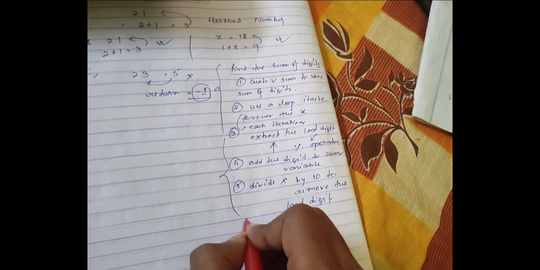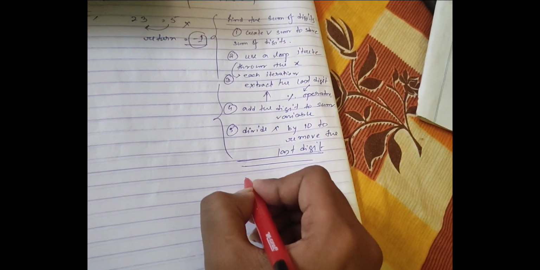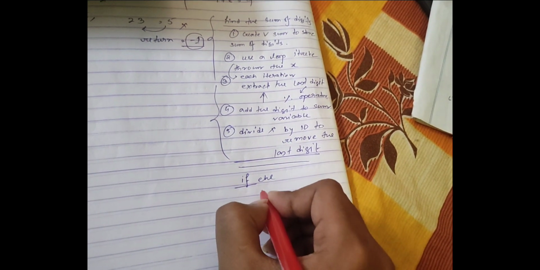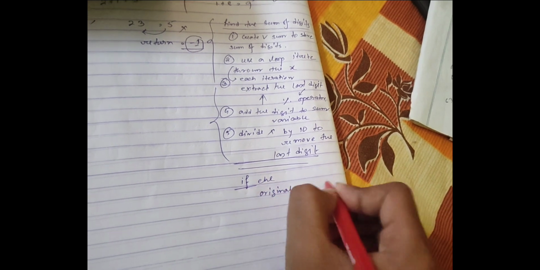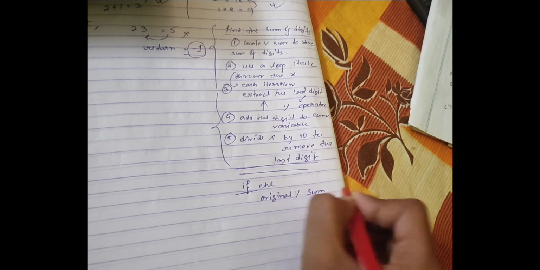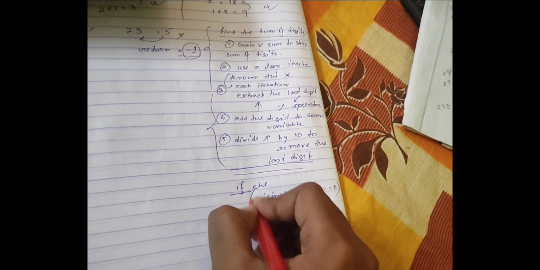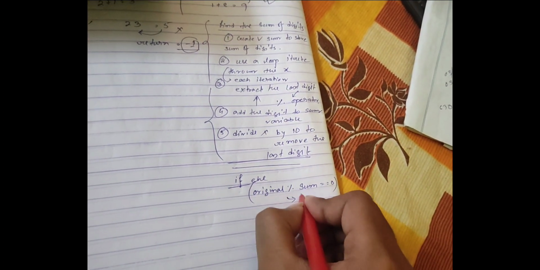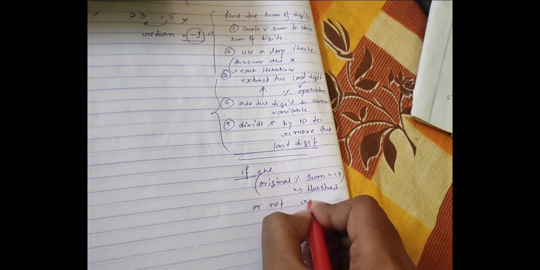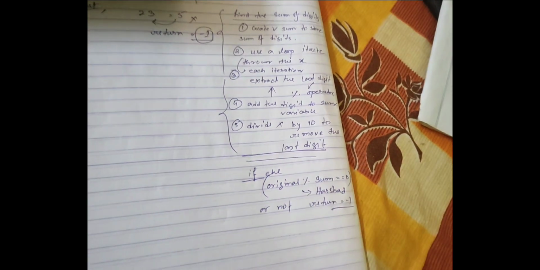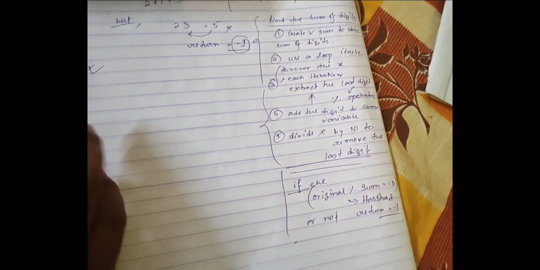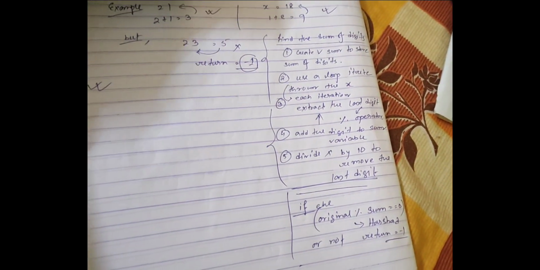When it's done, you can easily check with an if and else condition whether the original number x is divisible by the sum, that is, the remainder equals 0. Then it's a Harshad number. Or else, return -1. Very easy. This approach is very easy. So how do we do it right now?